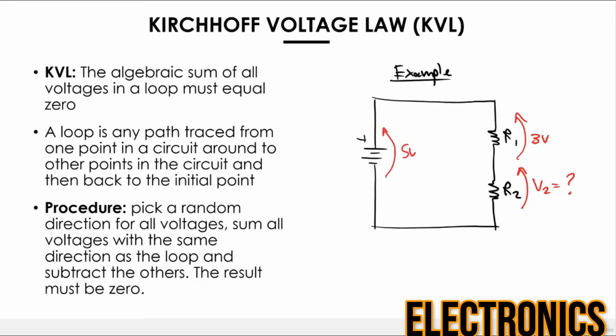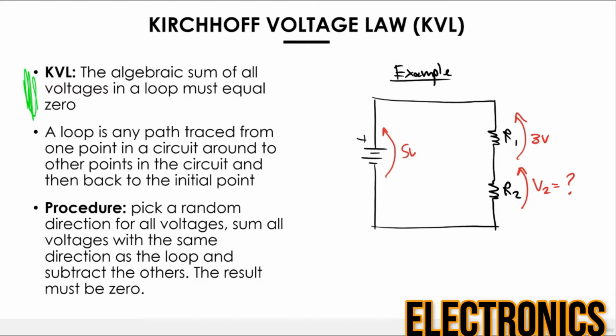The Kirchhoff voltage law, abbreviated with KVL, is one of the most important laws that you need to know in order to solve electronic circuits. As indicated on the side here, this is the definition of the Kirchhoff voltage law, and it basically says that the sum of all the voltages in a loop must be equal to zero. What is a loop? A loop is any path traced from one point in the circuit around other points in the circuit and then back to the initial point. So, very simple definition. How do you actually implement that practically speaking?